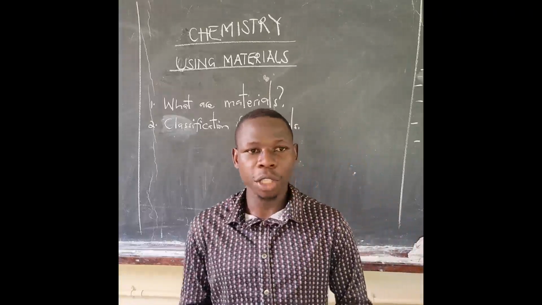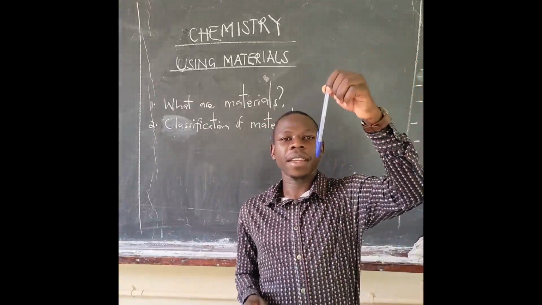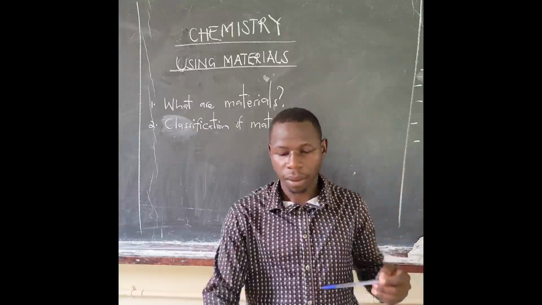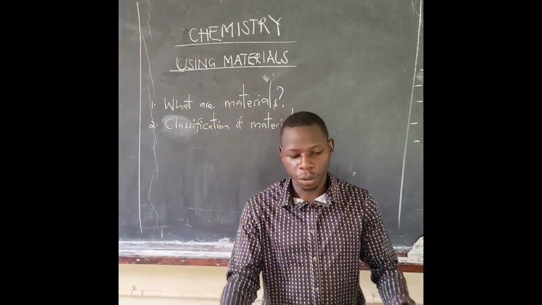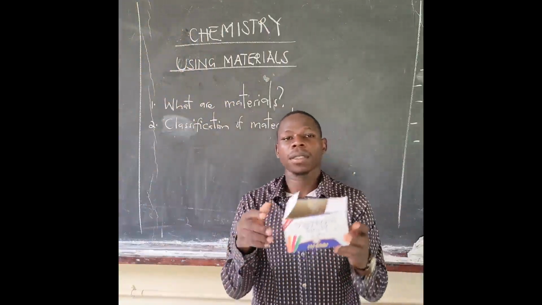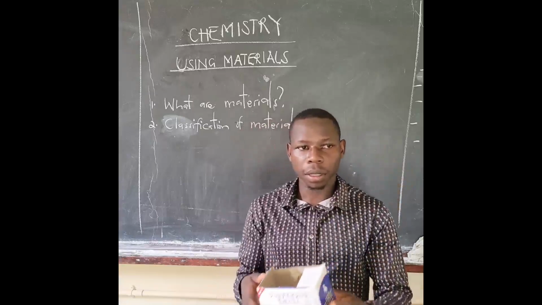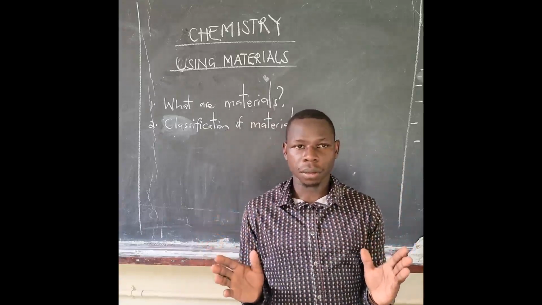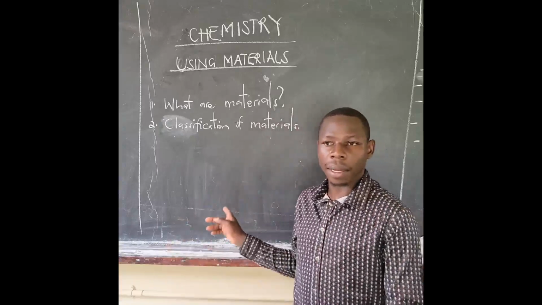Learners, I have a question for you. Why is it that a pen is made up of plastic, a ruler is made up of wood, a box is made up of paper? What would be the reason? Think about it. And this is where we are.